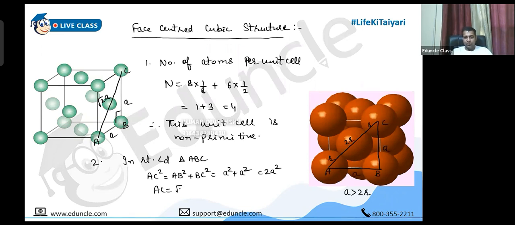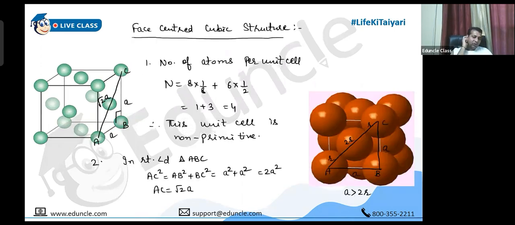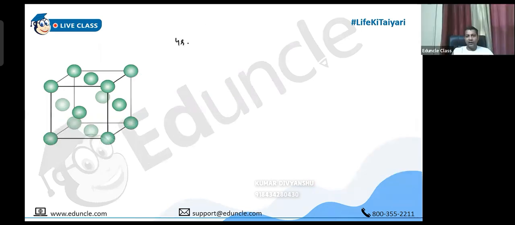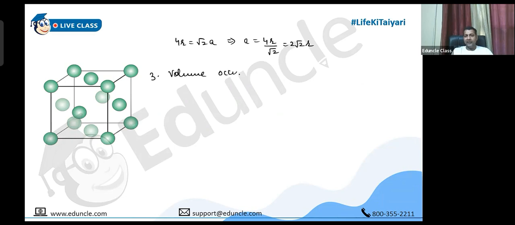So AC is root 2 a, and AC should also be equal to 4R. So 4R is root 2 a. So R is root 2 a by 4, or can I write a as 4R by root 2, or 2 root 2 R?